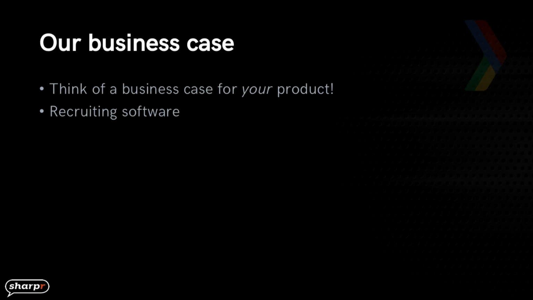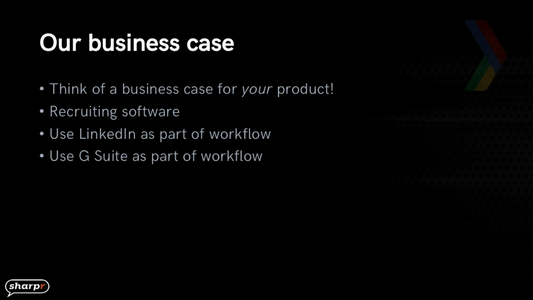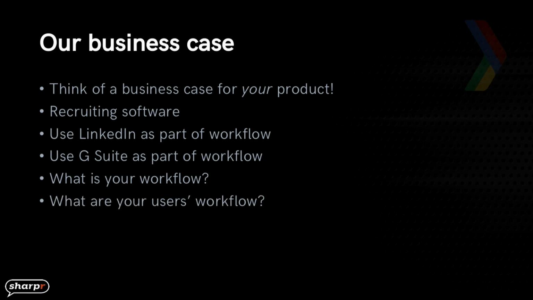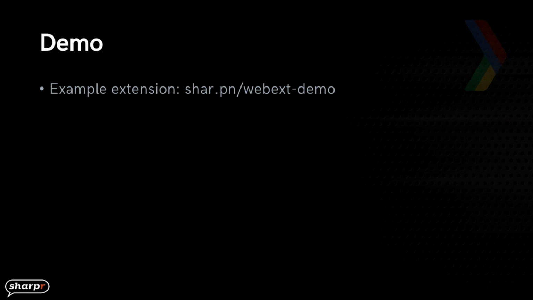So again, think of a business case for your product. The one I'm going to show you is, think about if you're some kind of recruiting software, and think about the daily activities of a recruiter. They're going to use LinkedIn as part of their workflow. They're going to use G Suite as part of their workflow, for example, maybe Gmail or G Suite as their company email. So think about what is your workflow, or what is your user's workflow? First, let's look at the demo so we have some context about what's happening. And again, this is the address if you want to go see the demo code.